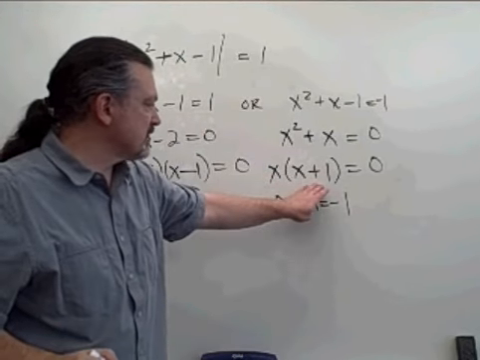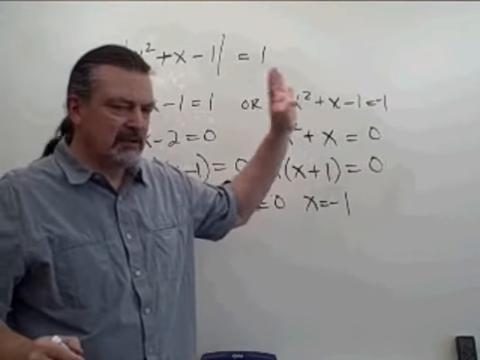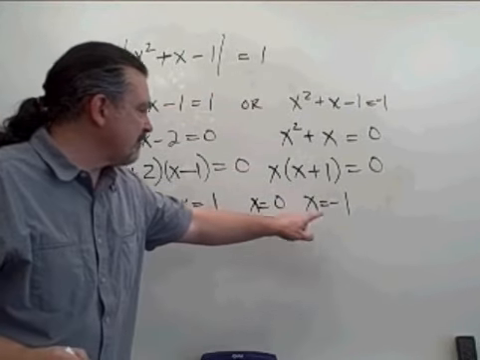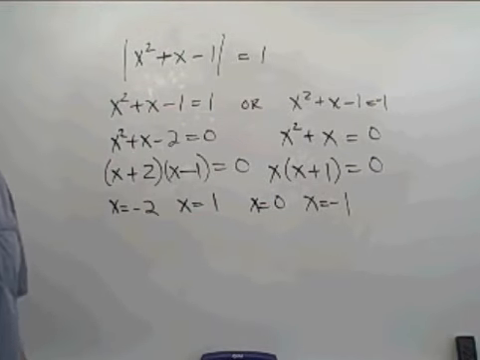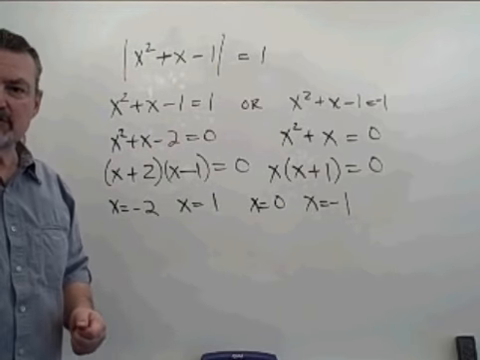Negative 1 plus 1 is 0. 0 times the negative 1 would still give us 0. And we found in this case 4 solutions for that original absolute value equation.